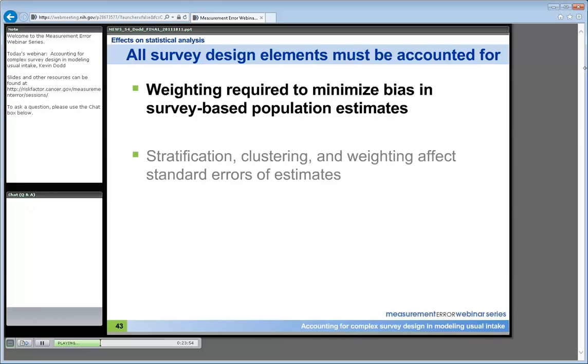Okay? So I said before that the weighting helps you ensure the representativeness of your sample. And this means, like I said, that you need to take the weighting into account to make sure your sample-based estimates are unbiased for the parameters we're supposed to be estimating, the population-based parameters.